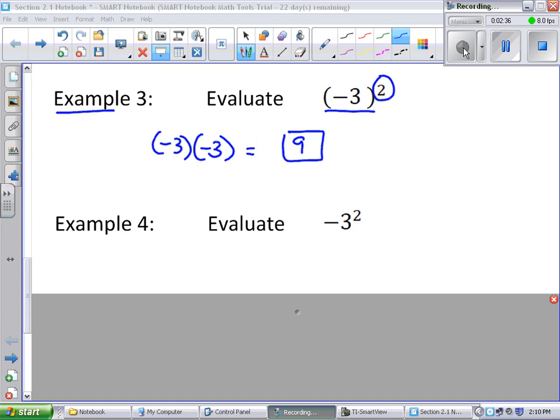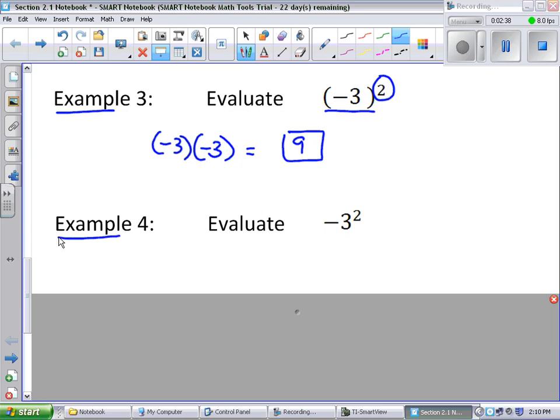Example 4 is the opposite of 3 raised to the 2nd power. There are no parentheses here. When there are no parentheses, the exponent only bosses the base. This means the opposite. The base is 3. And I'm using it as a factor twice. 3 times 3 is 9, and the opposite of 9 is -9. So you'll want to look at that very carefully so that you make a mental note of how that works.